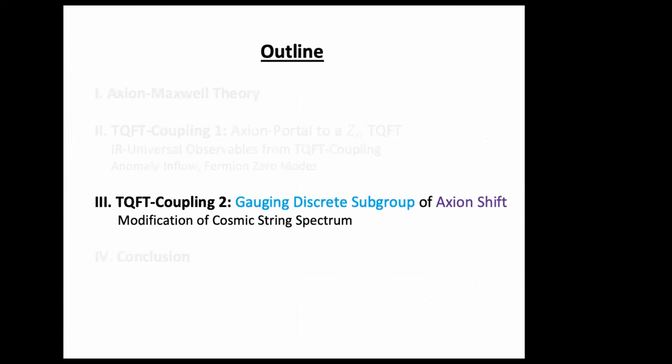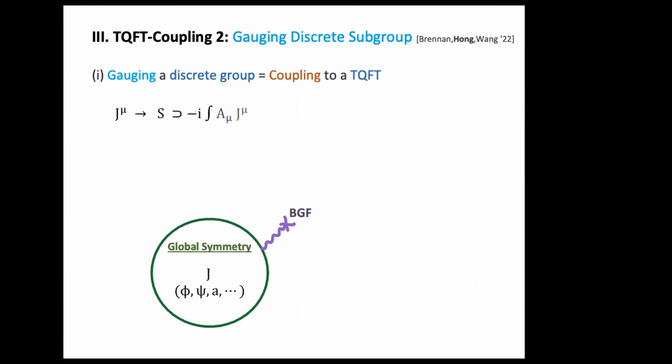So the second TQFT coupling looks somewhat exotic, but I'll show that I want to gauge. I said that there is an axion shift symmetry, which is a 0-form symmetry, right? And then I want to gauge a discrete subgroup of that. Starting with the global symmetry, I want to gauge it. Here the claim is that gauging a discrete subgroup is equivalent to coupling the original theory to a sector of TQFT. How do I see that?